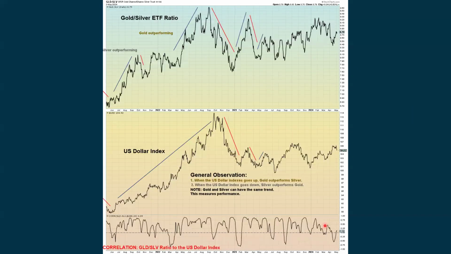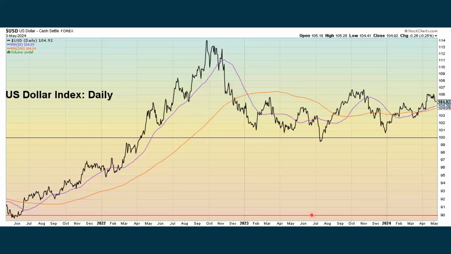Then we have the gold to silver ratio on top. When this is going up, gold is outperforming. When this is going down, silver is outperforming. And then we have the US dollar index down below. And sometimes when we see a high correlation between the top chart and the middle chart, that can give us some insight about what's happening with the dollar. Right now, we're just around the midpoint. So this relationship between these two charts is pretty much neutral currently and has been for a little while.